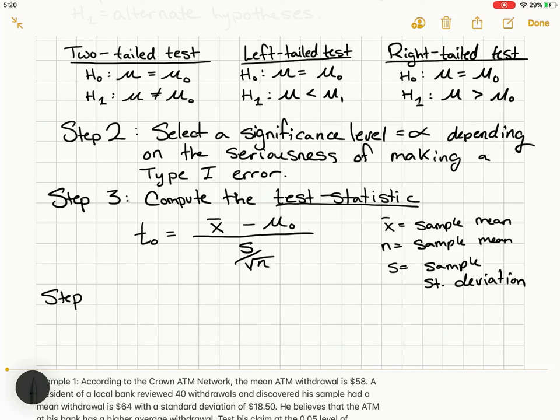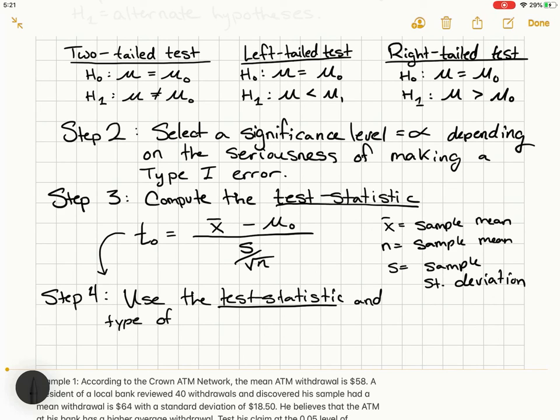Now, once you come up with this t-stat, you're going to use this value, use the test stat and the type of test to compute your p-value.